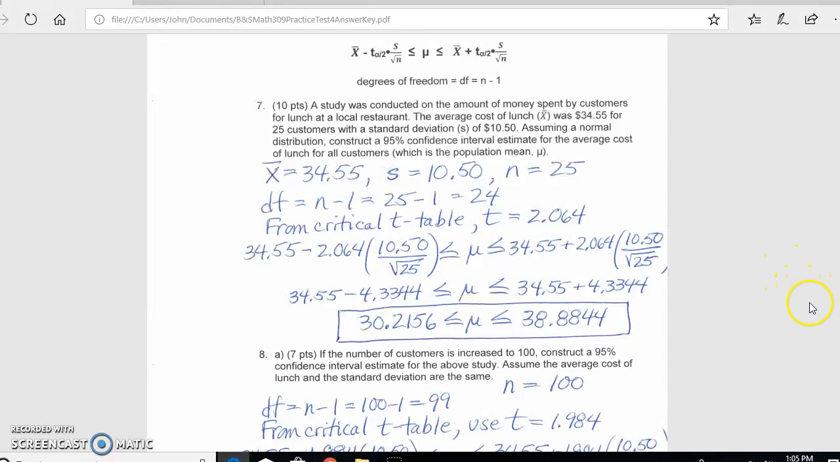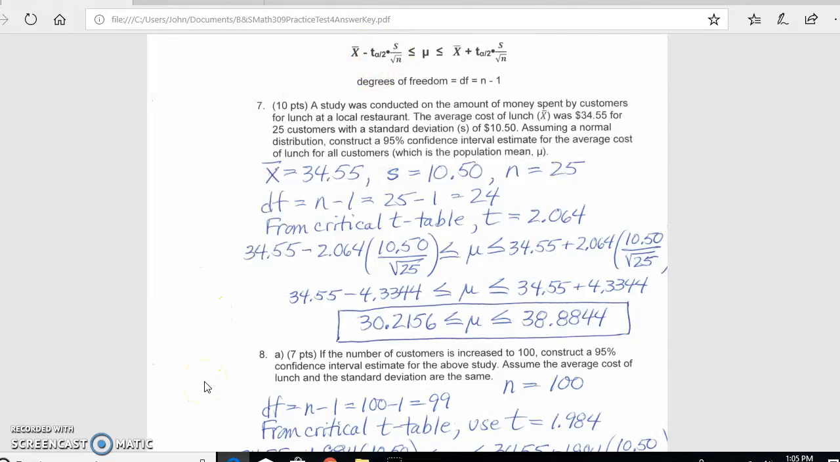But down in number 8, we are told: if the number of customers is increased to 100, construct a 95% confidence estimate for the above study. Assume the average cost of lunch and the standard deviation are the same. And so what has changed here in number 8 is the number of customers, which is the n, and the n is now 100. And what that is going to change is the value of t in our formula.